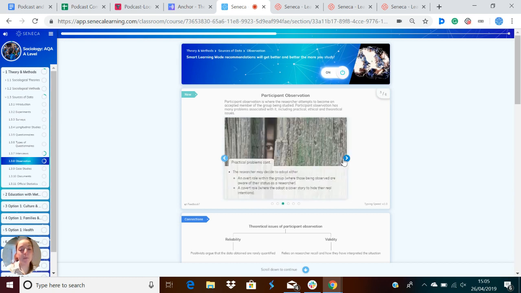The researcher might decide to adopt either an overt or a covert role. An overt role is where those being observed are aware of the researcher's status. A covert role means they adopt a cover story to hide their real intentions, like a spy or infiltrator.